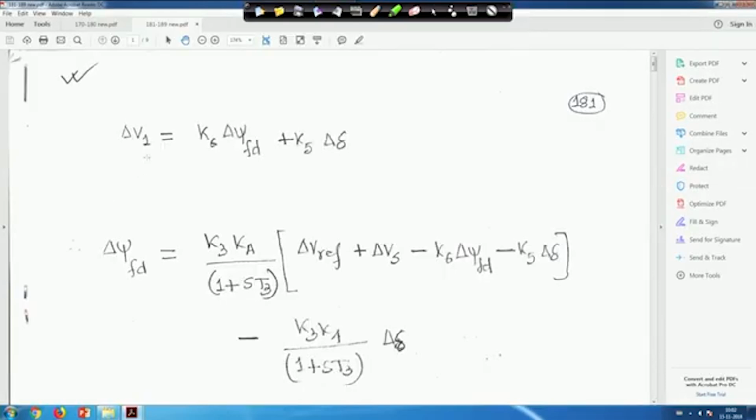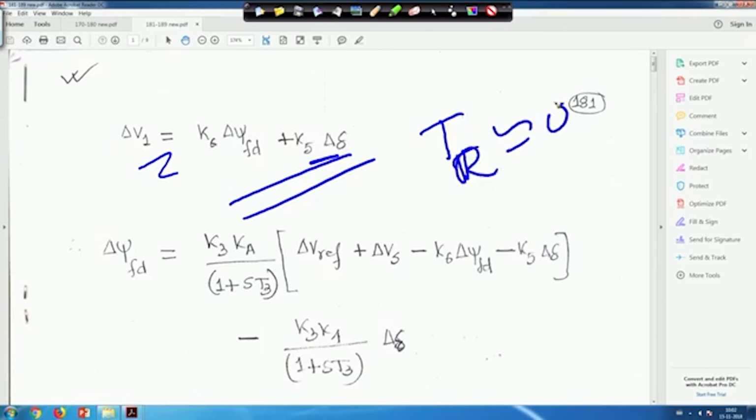So that means delta V1 is equal to K6 delta psi FD plus K5 delta delta, from that block diagram only. So here you substitute, from that block diagram, that previous figure, that delta V1 is equal to this one, and your TR is neglected, you have neglected TR, right. So directly you substitute that delta V1 is equal to this one, and then minus K3 K4 upon 1 plus ST3 delta delta, right.